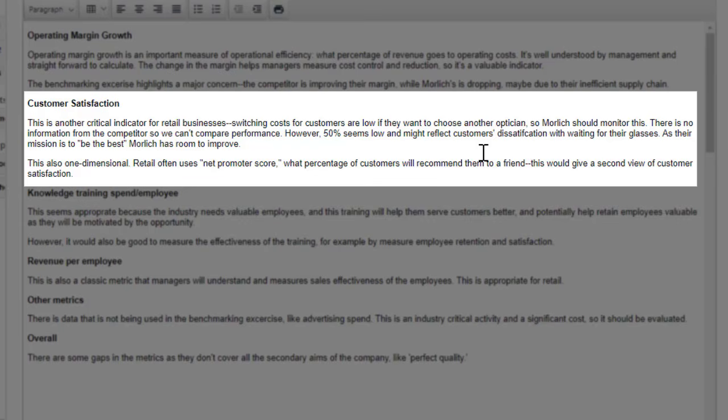However, 50% seems low and might reflect customers' dissatisfaction with waiting for their glasses. As their mission is to be the best, Morlich has room to improve. This is also one-dimensional. Retail often uses Net Promoter Score. What percentage of customers will recommend them to a friend? This would give a second view of customer satisfaction.